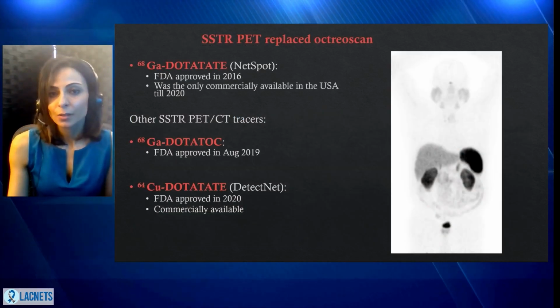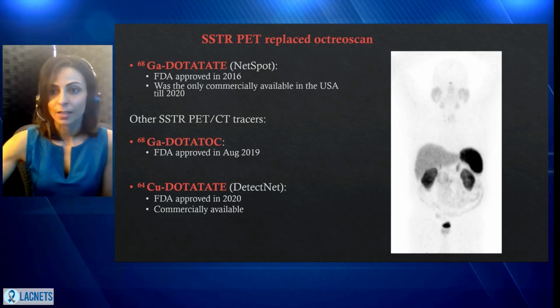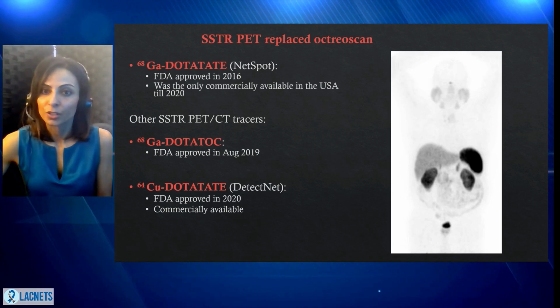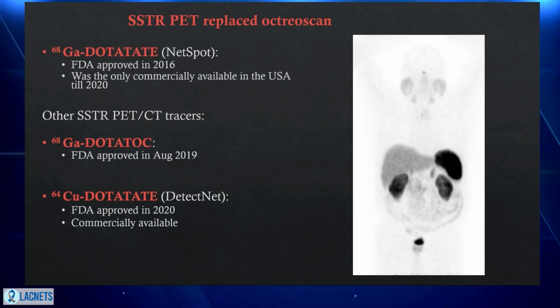So somatostatin receptor PET or dotatate PET, first it completely replaced octreoscan, so no one should be getting octreoscan now. We have 3 FDA approved agents. The 2 that are commercially available at the moment are the gallium and the copper dotatate. Gallium dotatoc might be available in the near future.